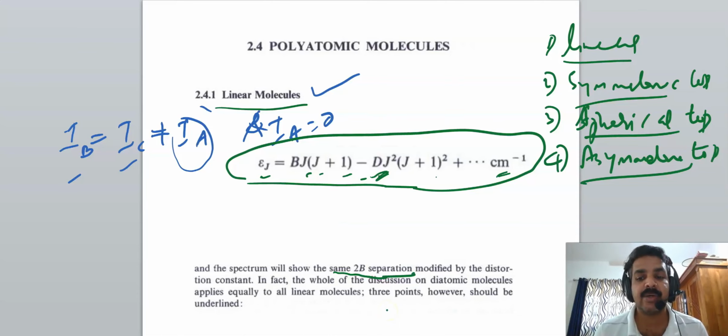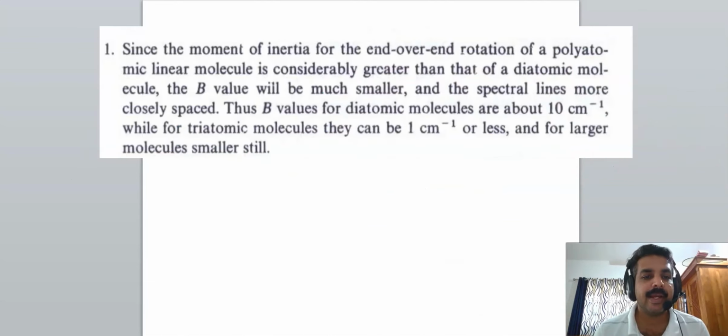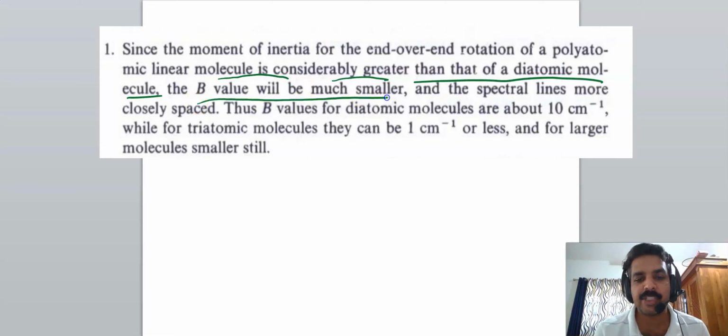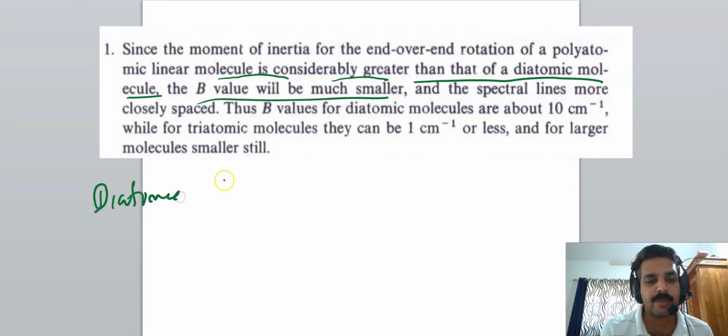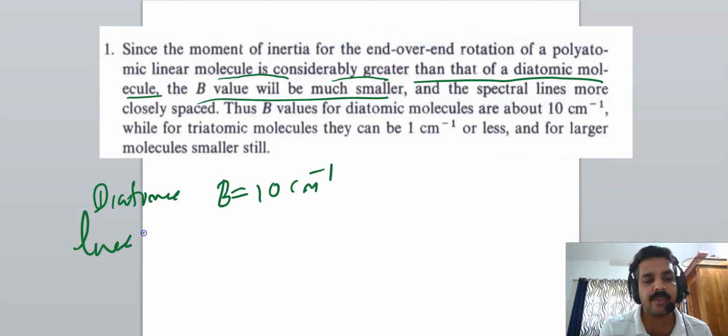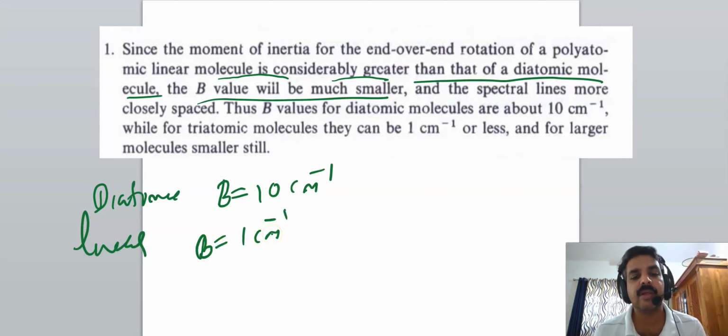Three points have to be remembered here. The first one is that the moment of inertia of a polyatomic linear molecule is considerably greater than that of a diatomic molecule. Therefore, B will be much smaller. For a diatomic molecule, B is approximately 10 centimeter inverse, and for linear triatomic and polyatomic molecules, B will be 1 centimeter inverse and even smaller in the case of larger molecules. That is the first case we have to remember. That means the lines will be closer, and the separation will be very small.